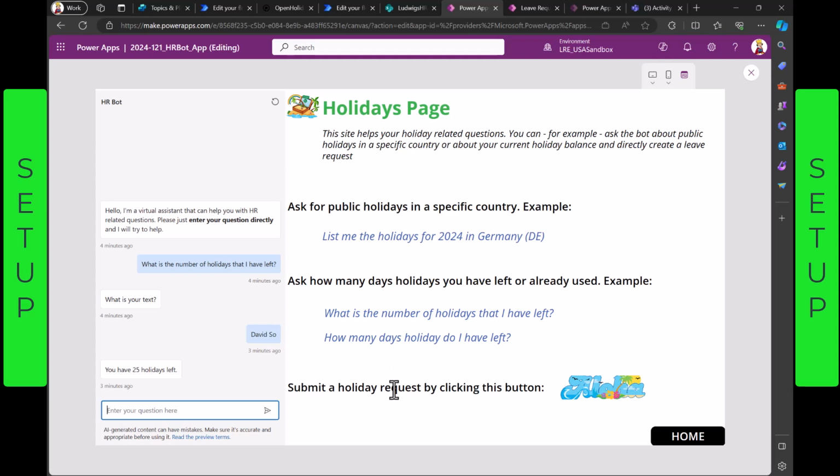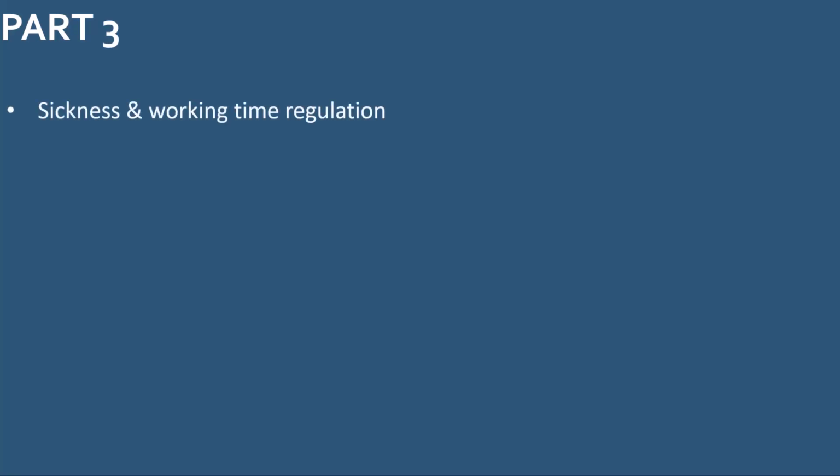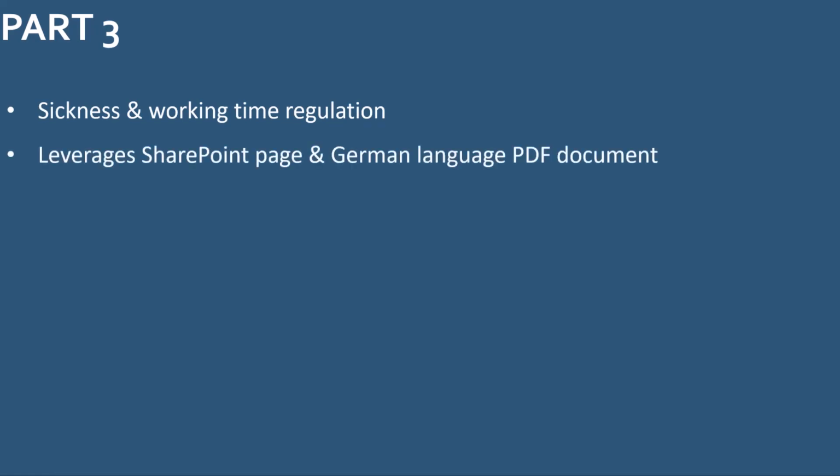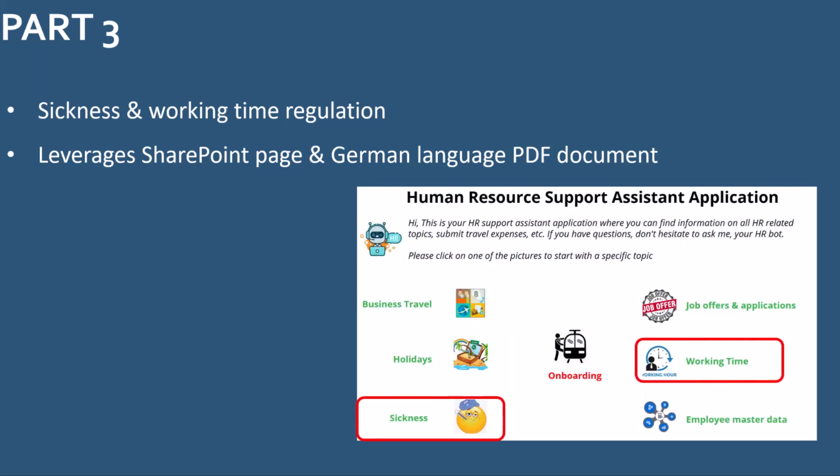Okay, now let's go back to my PowerPoint for some closing remarks and an outlook. So after this demo, let's have a look at what we are doing next time. In the third part, we will have a look at sickness and the working time regulations. And we will make use of a SharePoint page this time and a German language PDF document that we use to ask questions in a different language against. So next time we will cover sickness and working time at the same time, because the techniques are similar to what I showed you before.